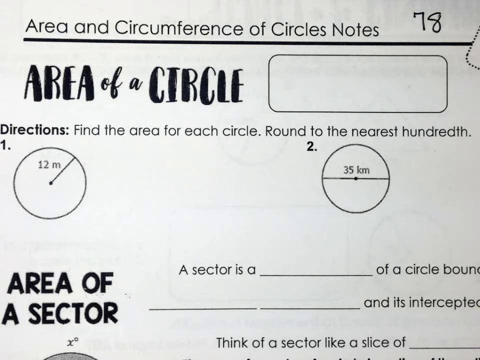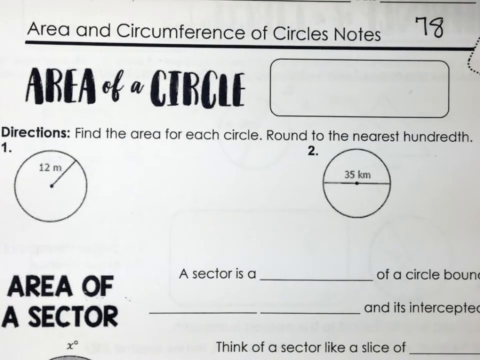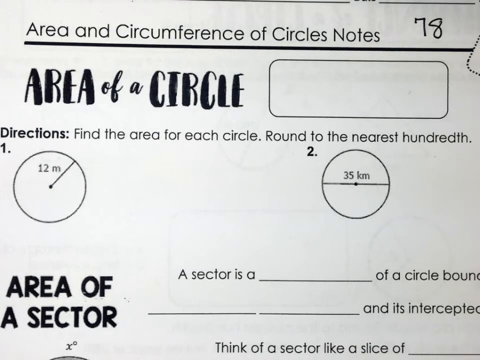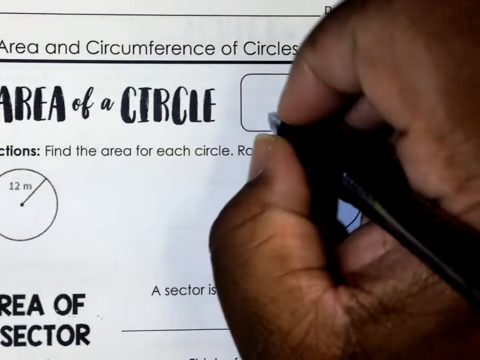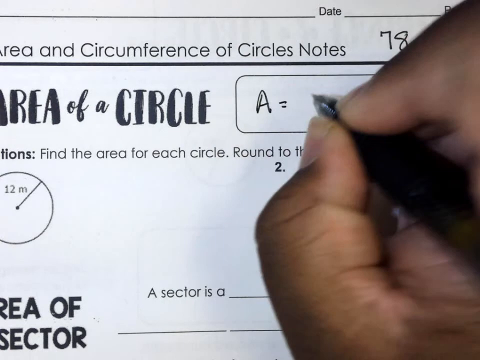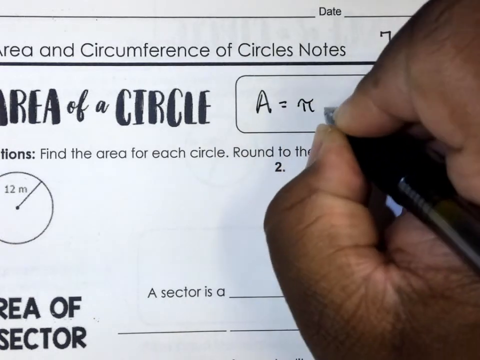Area and circumference of circles notes. Part 1. We're doing area of a circle and area of a sector today. Area of a circle should be familiar to y'all. Y'all seen this before. The formula for it: area equals pi r squared.